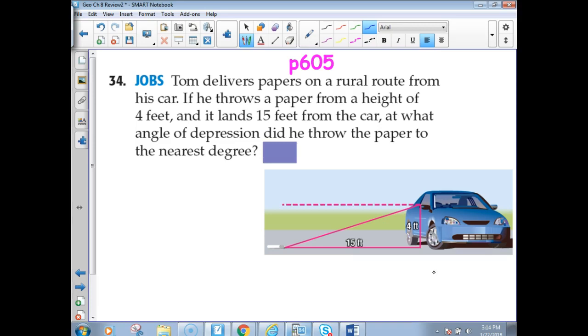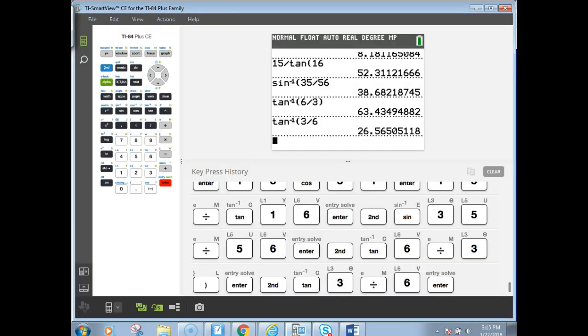Okay, Tom delivers papers. When he throws the paper out of his car window, it's 4 feet up from the ground, his little arm coming out of there. And this angle is the angle of depression from the window to the paper. That would be equivalent to this angle. So it's saying, what angle is he throwing the paper at? So let's put an X right there. We got a tangent then. So we got tangent of X is 4 over 15. Second tangent, 4/15.